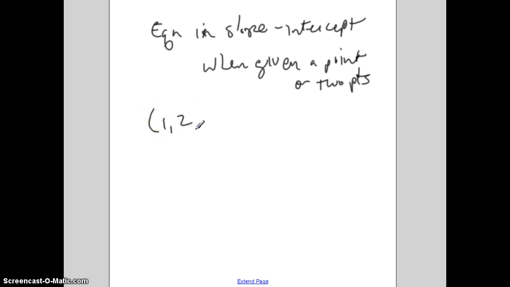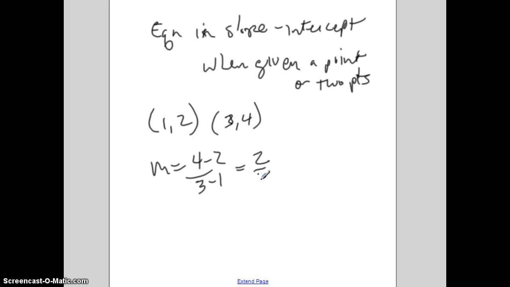So for example, (1, 2) and (3, 4). First, you've got to figure out slope. 4 minus 2 over 3 minus 1. This is 2 over 2, which means slope is 1. Then you've got to figure out the y-intercept, which is called the b. The b is called the y-intercept. So pick one of the points. Say the first one. This would be x and y. Substitute what you know. 2 equals 1, which is slope, times the x value, which is also 1.